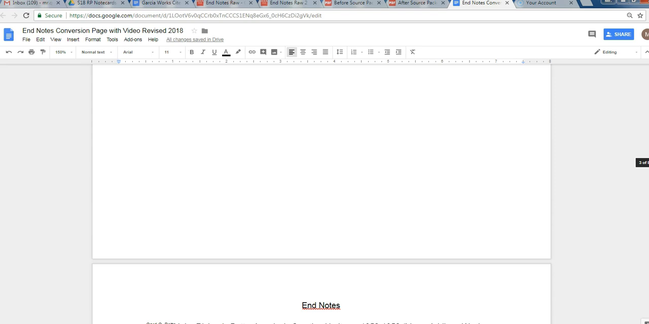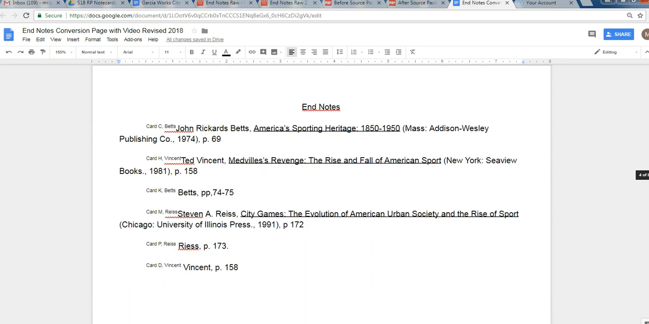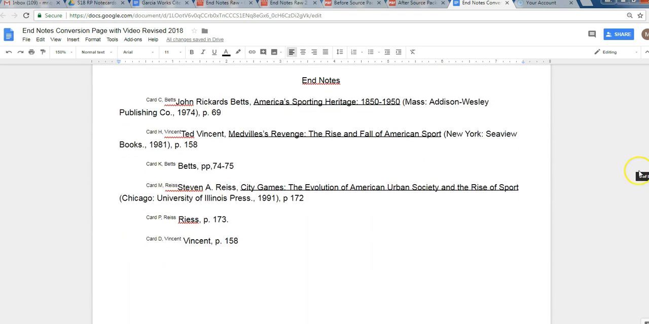Down, and then of course you should have an EndNotes page, which in your case will be separate, and you can see that they're matched in the order that they appear in the paper. Card C, Betts, and that's the citation along with the page number it comes from, and then you have the Ted Vincent one, card K, Betts, card M, Rice, card P, Rice, card D, Vincent. So that's what your paper should look like right now.